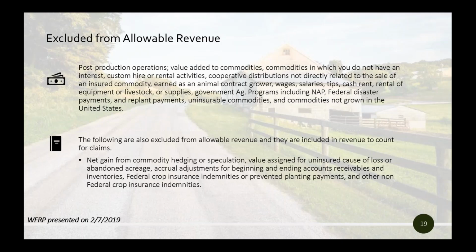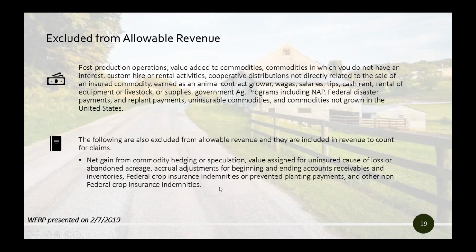The next bullet, these are also some things that are not included in allowable revenue, however, they are included in revenue to count for claims. The net gain from commodity hedging or speculation, value assigned for uninsured cause of loss or abandoned acreage, accrual adjustments for beginning and ending accounts receivable and inventories, federal crop insurance indemnities, or prevented planting payments or other federal crop insurance indemnities.